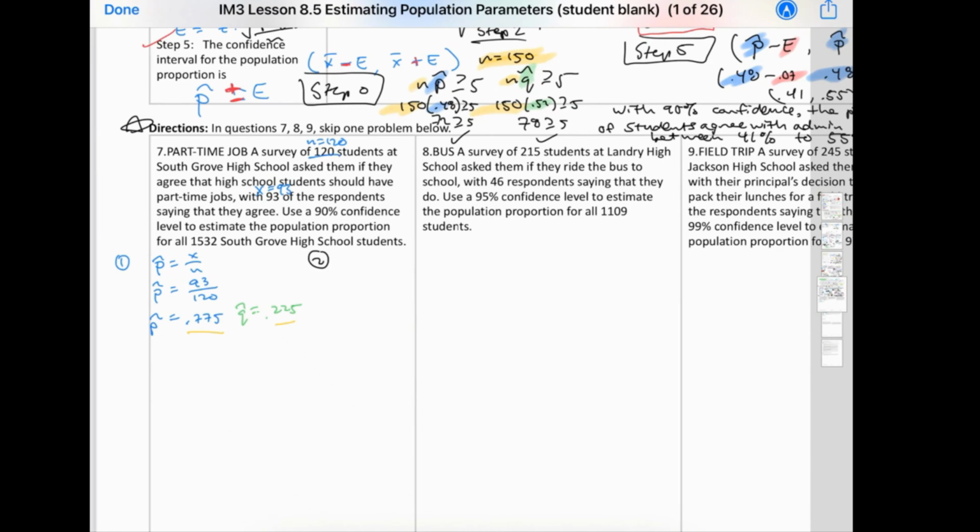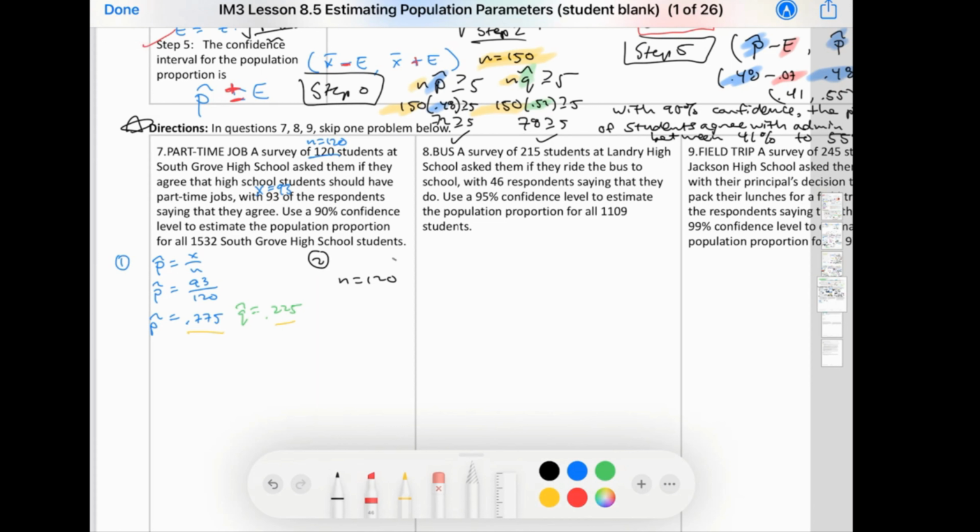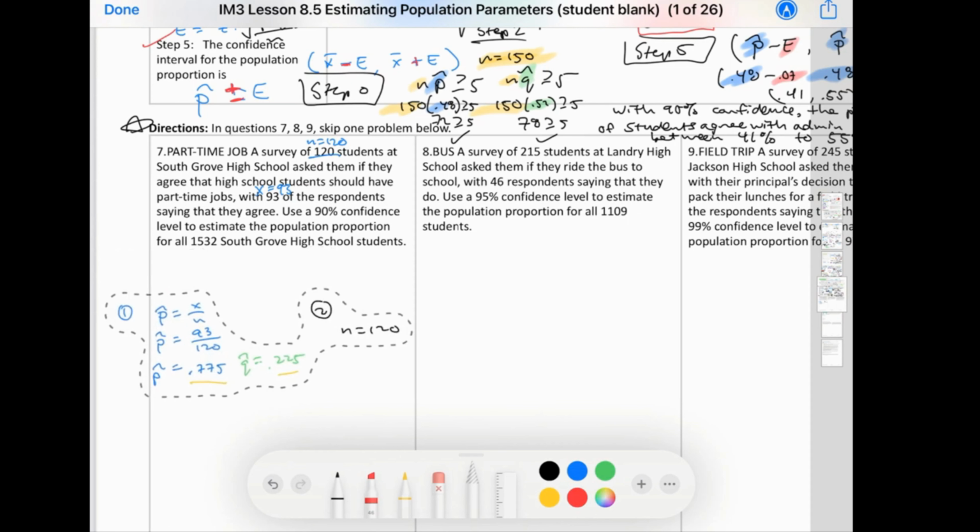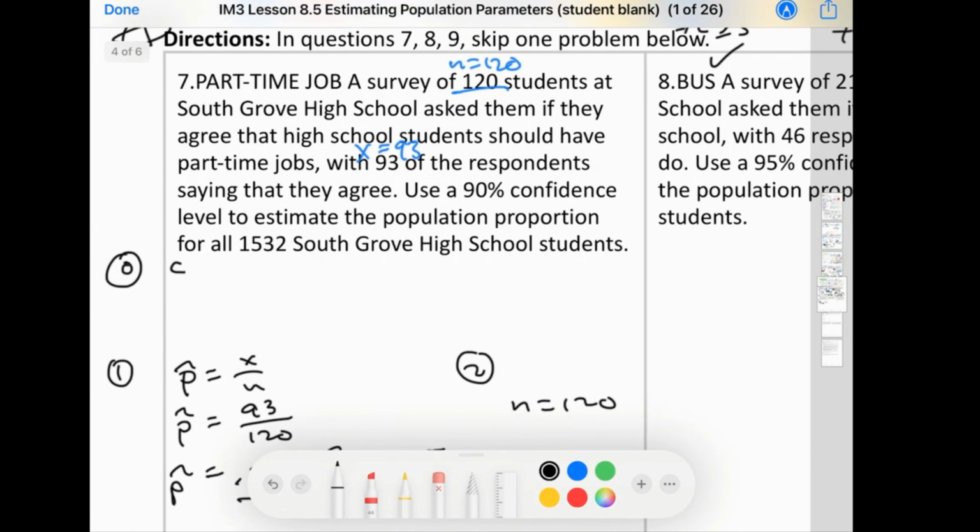Let me just write this down. N equals 120. I don't have to erase it. I can just do what? Ta-da! Whoops, I changed all the colors to black. Totally fine. Step 0. We need to check our conditions. So our conditions are n p hat is greater than or equal to 5 and n q hat is greater than or equal to 5. Basically need to know that our sample size is big enough.